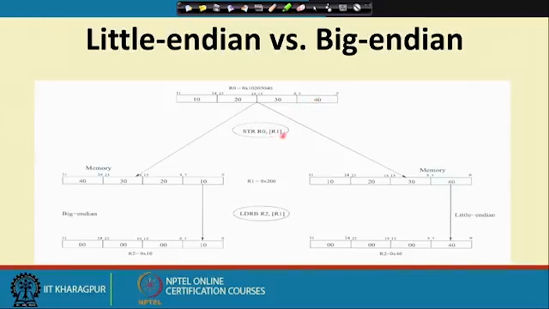Now, suppose we are executing this instruction STR R0, [R1], where the R1 value is 0x200.